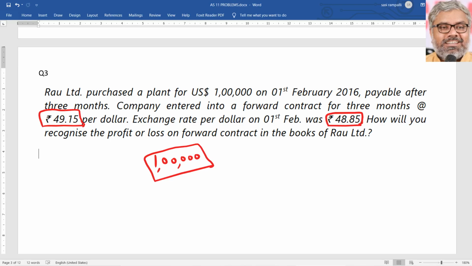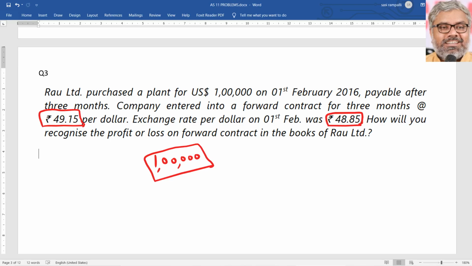So this company has intelligently entered into a forward exchange contract and fixed its liability at the rate of 49.15 rupees per dollar. I'm talking about the transaction. This has nothing to do with accounting. We need to understand these contracts also in order to understand accounting in a better manner. So they have fixed their liability of each dollar at 49.15 rupees.